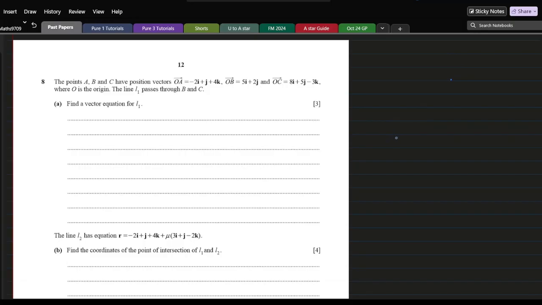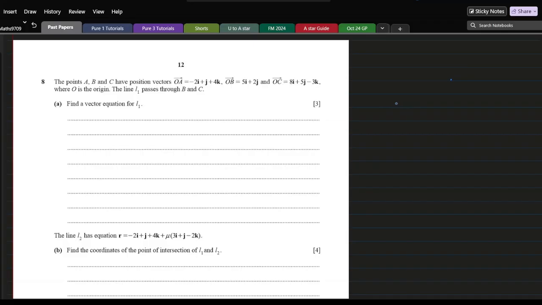OA is equal to negative 2i plus j plus 4k. OB is 5i plus 2j, and OC is 8i plus 5j minus 3k, where O is the origin. The line L1 passes through B and C. Part A, find a vector equation for L1.